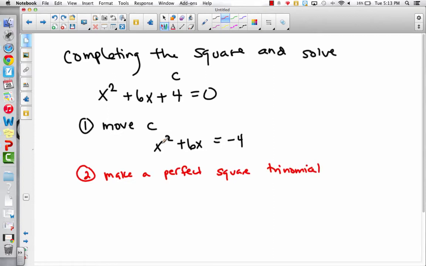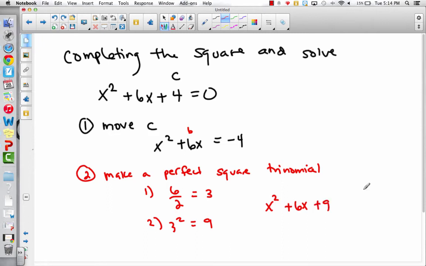All right, so to do that, remember we had step 1, which was to take your b value. So there's b right here. 6 divided by 2, and we get 3, and then we're going to square it. So 3 squared is going to get us 9. So when we rewrite this, we're going to get x squared plus 6x plus 9. Okay, so we added 9 to the left.